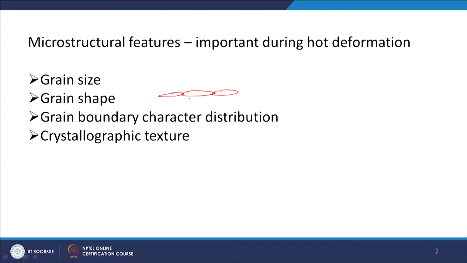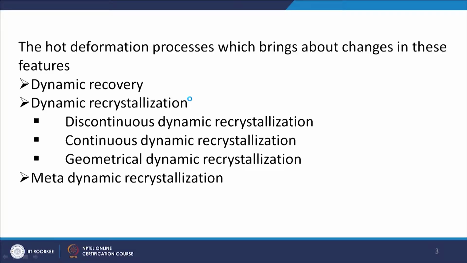You already know that there is a feature called grain boundary in the microstructure. In that also there are differences. Some are low angle grain boundaries, some are high angle grain boundaries. So what is the grain boundary character distribution, and of course crystallographic texture. So the hot deformation process brings changes in these features, as I told you: grain size, grain shape, grain boundary character distribution and crystallographic texture.